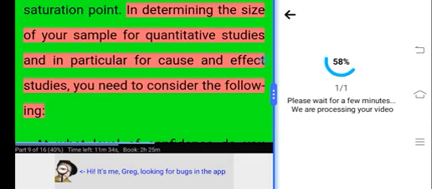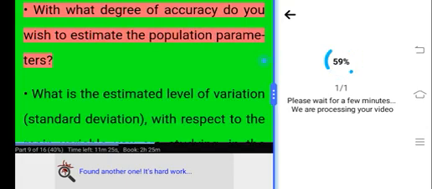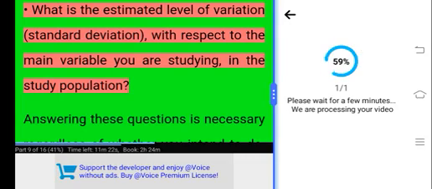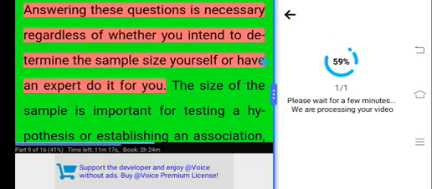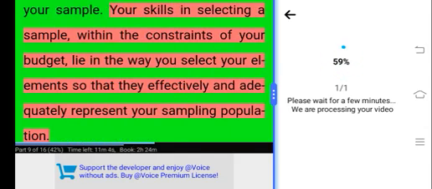In determining a sample for quantitative studies, and in particular for cause and effect studies, you need to consider the following. At what level of confidence do you want to test your results, findings or hypotheses? With what degree of accuracy do you wish to estimate the population parameters? What is the estimated level of variation, standard deviation, with respect to the main variable you are studying, in the study population? Answering these questions is necessary regardless of whether you intend to determine the sample size yourself or have an expert do it for you. Size of the sample is important for testing a hypothesis or establishing an association, but for other studies the general rule is the larger the sample size, the better. The quality of your results in selecting a sample, within the constraints of your budget, lies in the way you select your elements so that they effectively and adequately represent your sampling population.